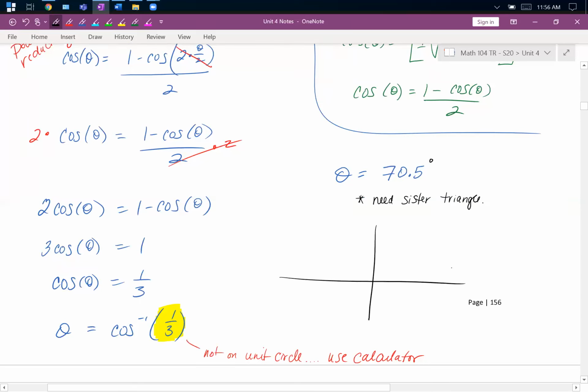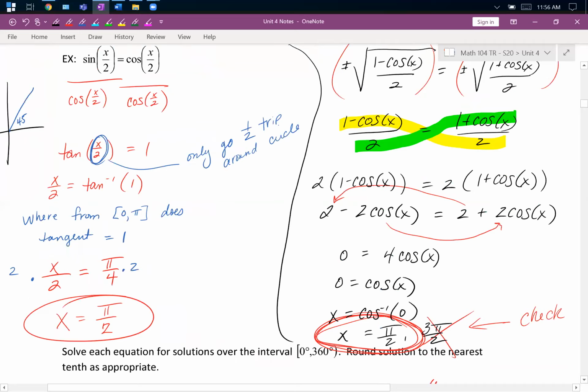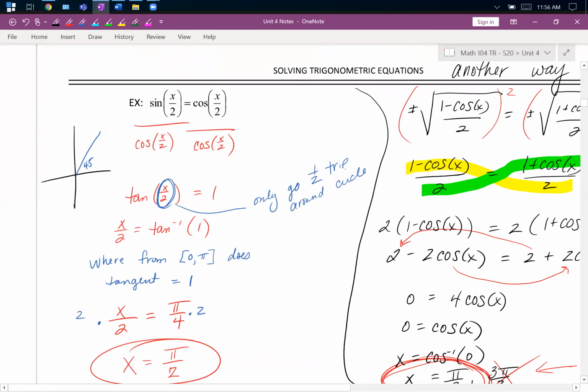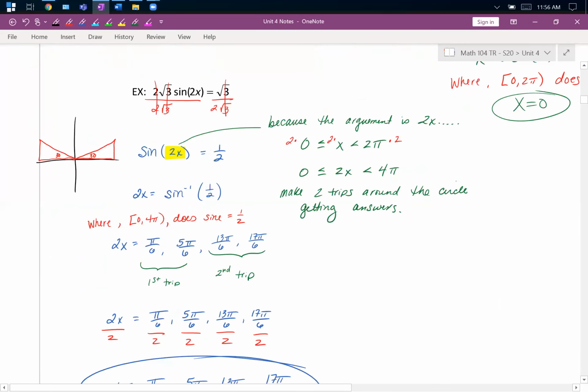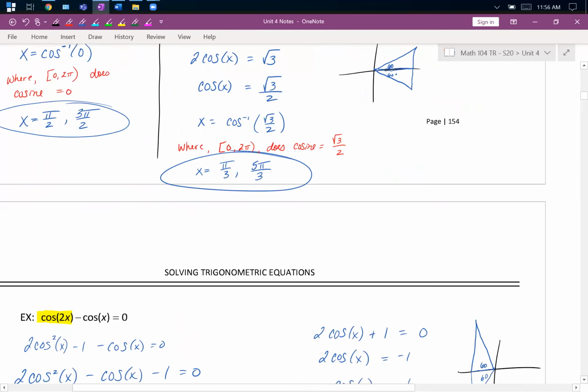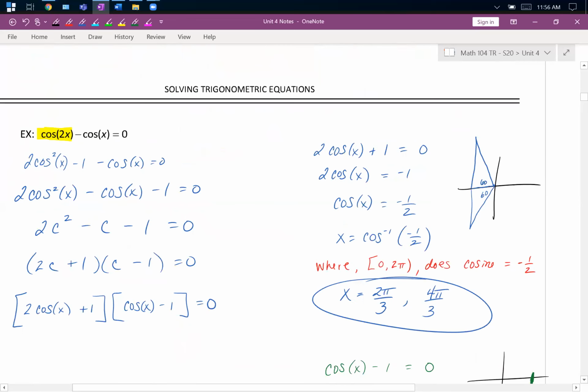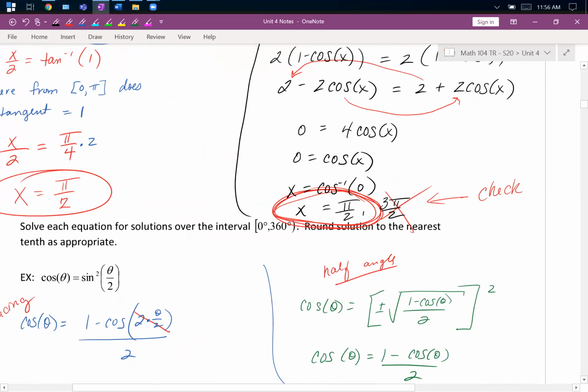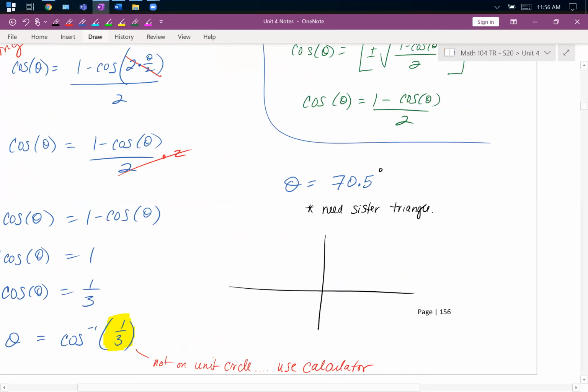Now, all our sister triangles always have the same reference angle, right? If we go back and look at all our pictures, they both have a 30-degree reference angle. They both have a 60-degree reference angle. So our sister triangles always have the same reference angle. Well, they're giving us this angle here in the first quadrant with a 70.5 degree reference angle.